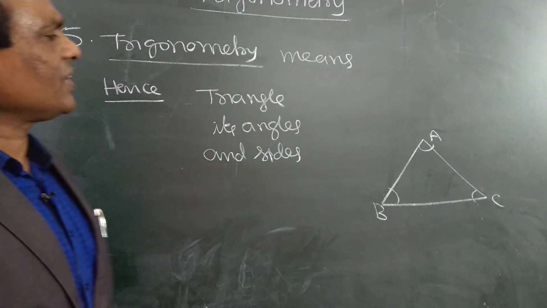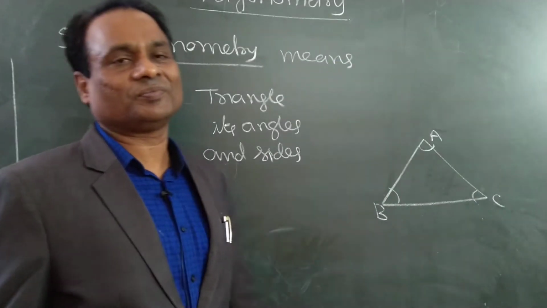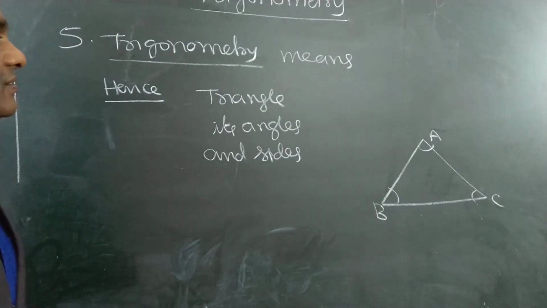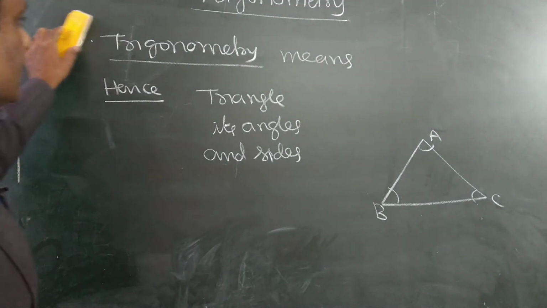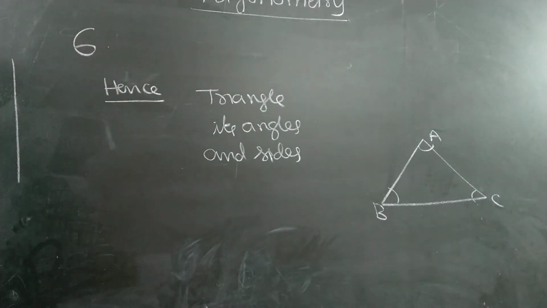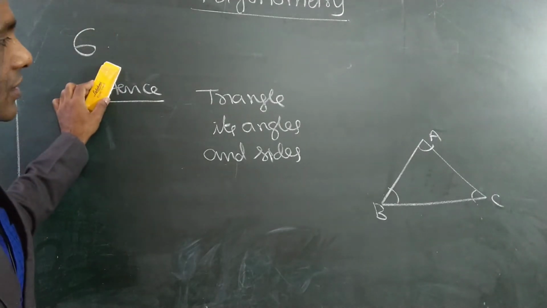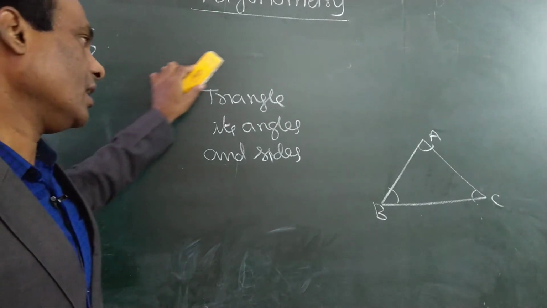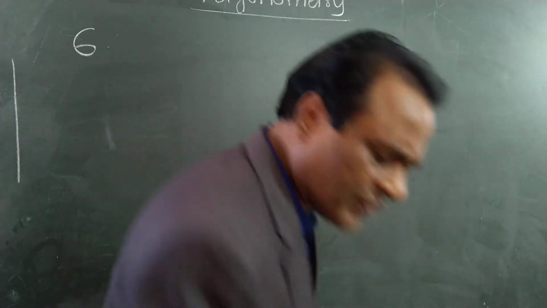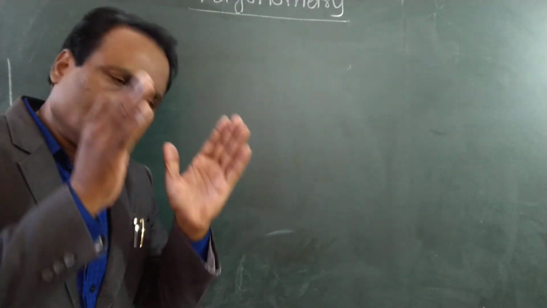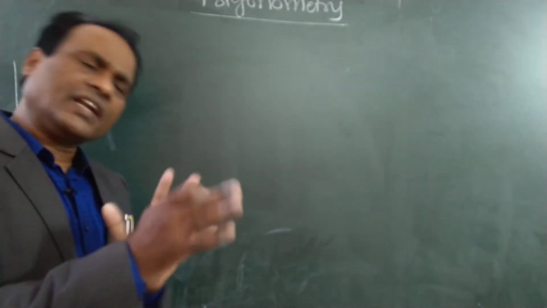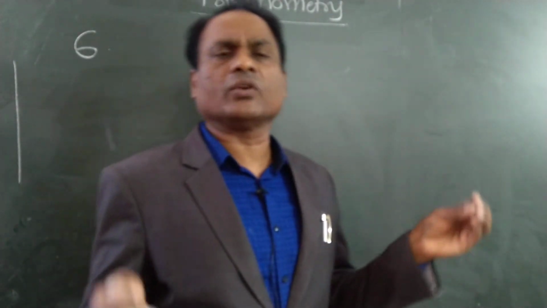So completely we get triangles, triangle, triangle, triangle. Everywhere we get the triangle. Now, to start with, we take a right angle triangle. Even definitions and properties, a lot of them, are introduced for the right angle triangle.